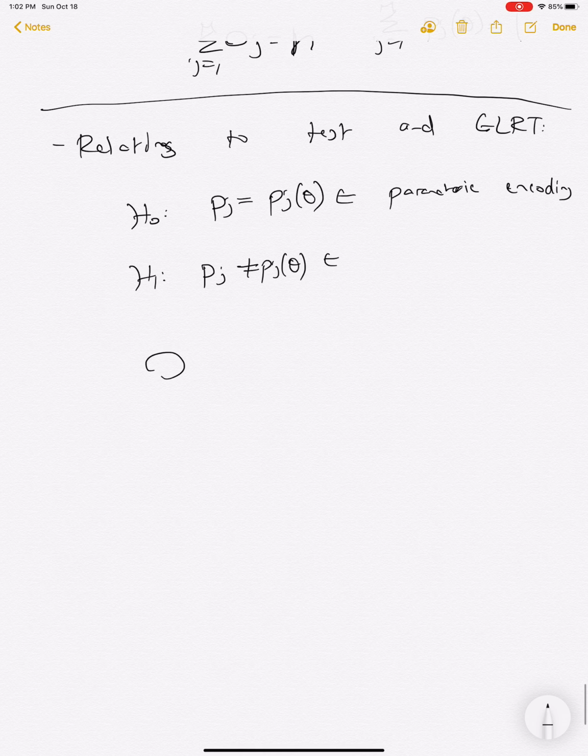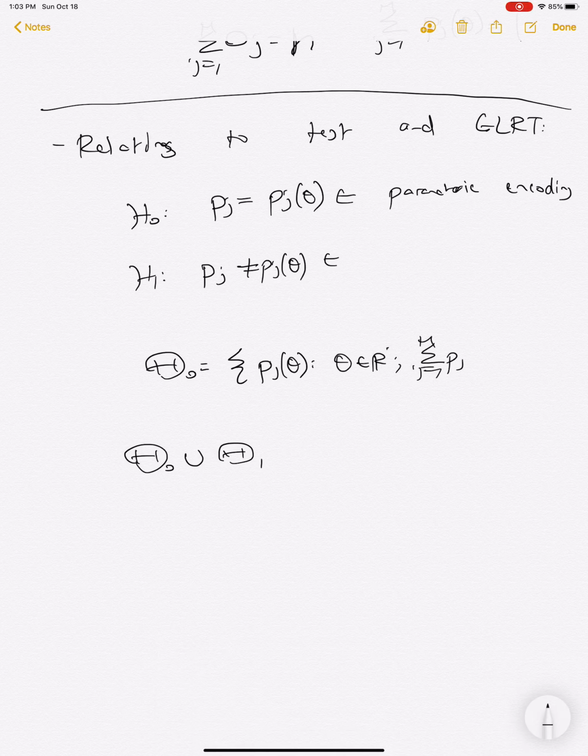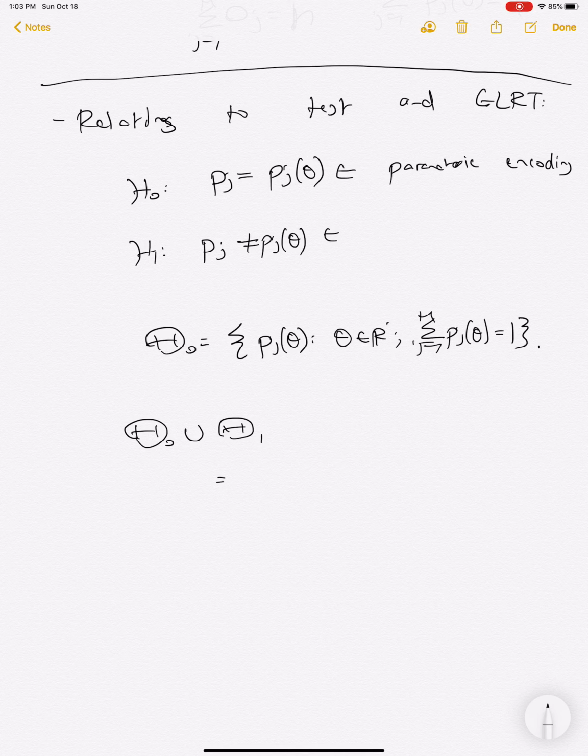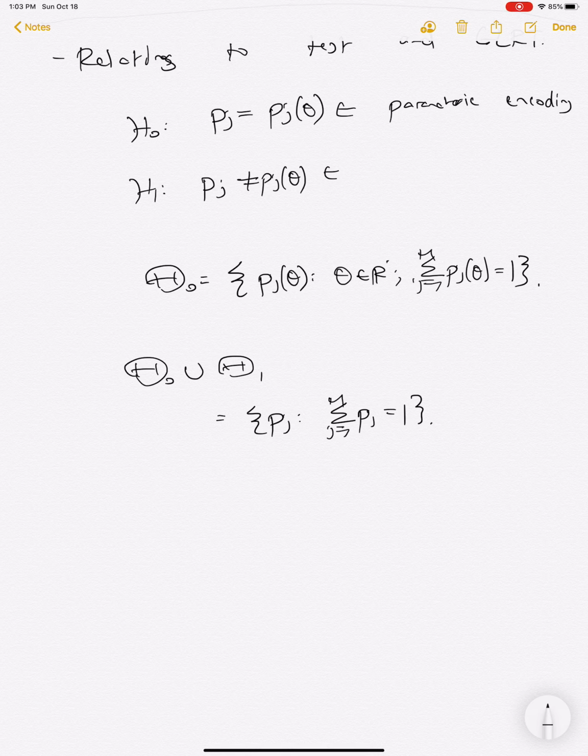So we have that theta 0 is equal to the set of Pj of theta such that theta is in R. And then we obviously have this constraint: summation j equals 1 to m of Pj of theta is equal to 1. And if you take the union, this is just the Pj, with the only constraint being that the summation j equals 1 to m of pj is equal to 1. Okay? So in some sense, we're placing no constraints on this.